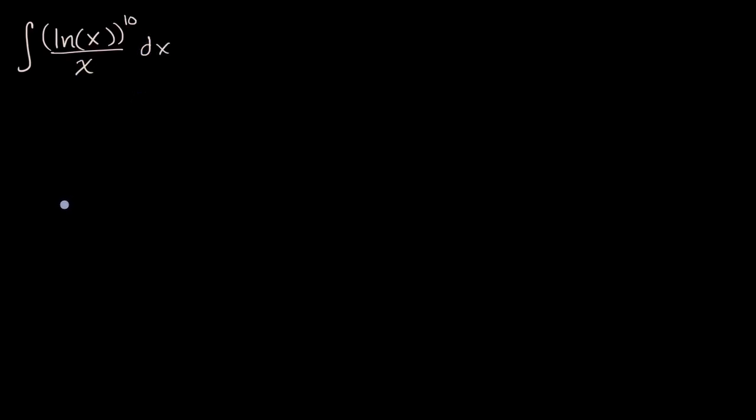Well, the key for u substitution is to see, do I have some function and its derivative? And you might immediately recognize that the derivative of natural log of x is equal to 1 over x. To make it a little bit clearer, I could write this as the integral of natural log of x to the 10th power times 1 over x dx. Now it's clear. We have some function, natural log of x, being raised to the 10th power, but we also have its derivative right over here, 1 over x.